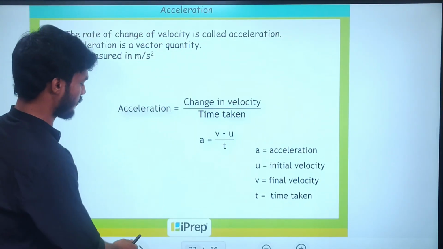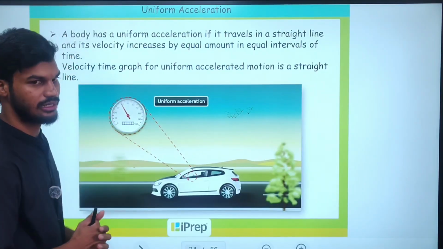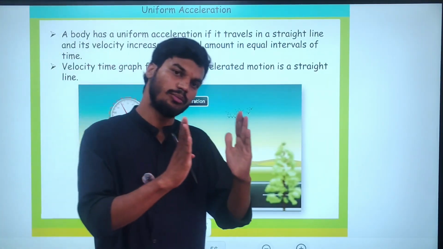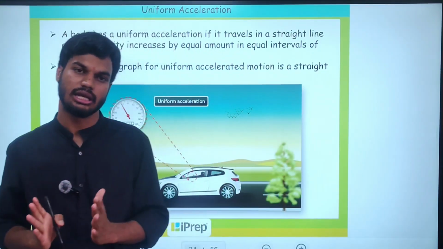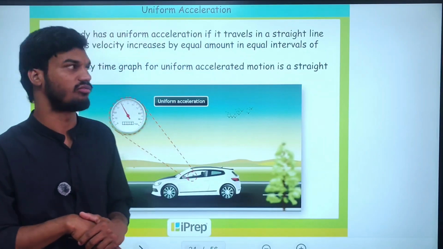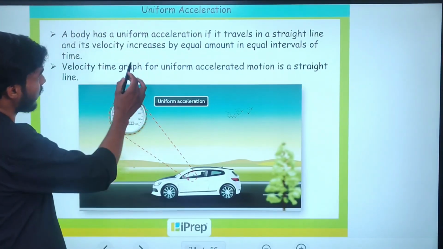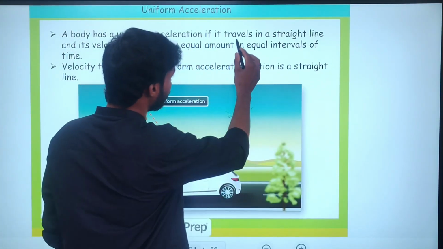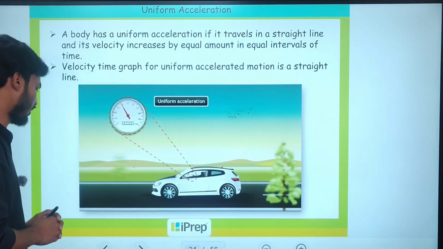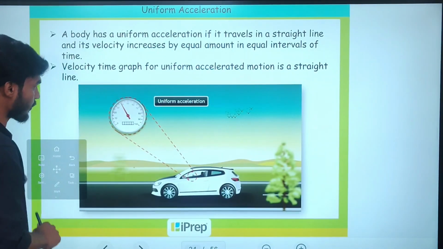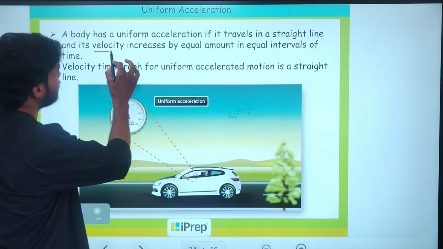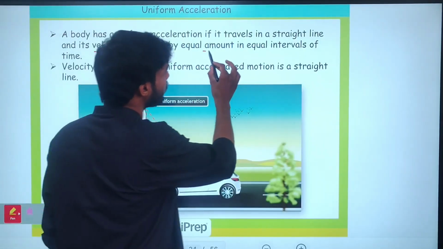Next, coming to uniform acceleration. Uniform acceleration means the car is traveling 60 km per hour with no increase or decrease in its speed. A body has uniform acceleration if it travels in a straight line and velocity increases by equal amounts in equal intervals. Look here, uniform acceleration. What is given? Its velocity increases by equal amounts in equal time intervals.